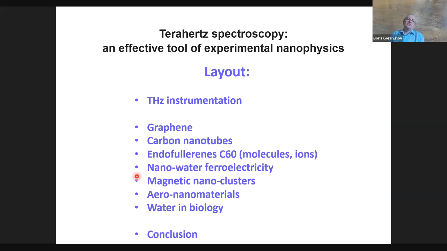I would like to apologize in advance, since I will be speaking about so strongly different materials in my presentation, but I have several excuses for that. The first one is that I will show you that terahertz spectroscopy is not only effective, but also a universal tool that allows to study very different materials. Secondly, I believe that in the audience, there are representatives from the magnetic community, ferroelectric community, CNT community, water community, bio communities. And hopefully they will find some parts of my presentation that will be interesting to them.